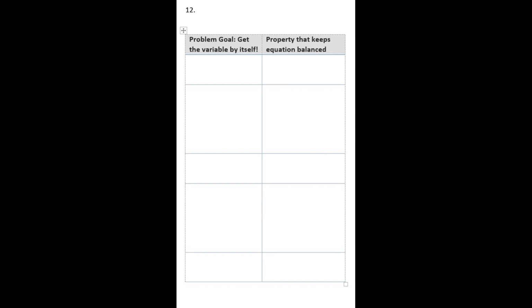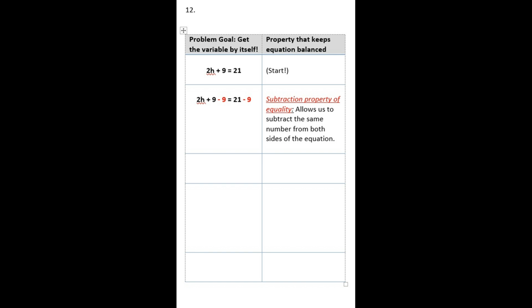All right, so in number 12, I have a chart here. It says, here's the goal to get the variable all by itself, and I'm going to give you the property right next to that. Okay, so we start out with 2h plus 9 equals 21. That's the beginning of our problem. First thing we have to do, since we're adding 9 to the 2h, we're going to subtract 9 from both sides. If we do it from one side, we have to do it to the other side. And that comes from the subtraction property of equality.